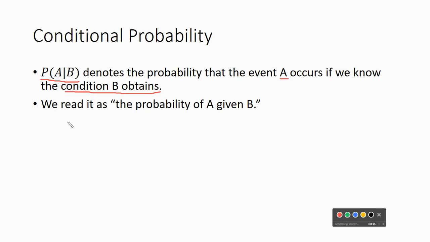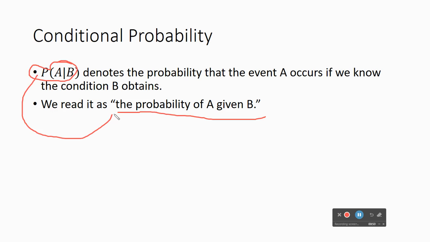Okay, so if a condition obtains, that means that it's happening. We read this as the probability of A given B. So this right here is the probability of A given B. That's how we read that.